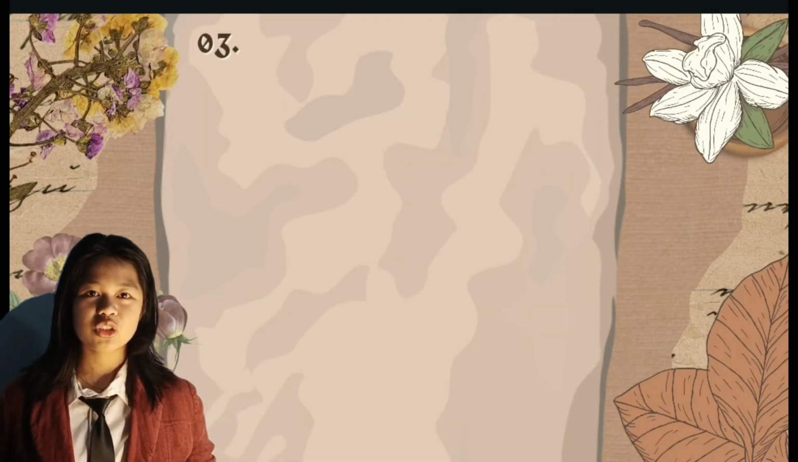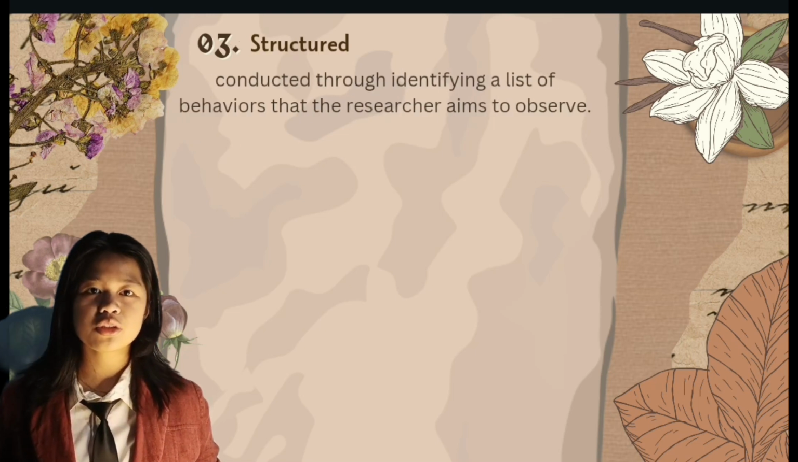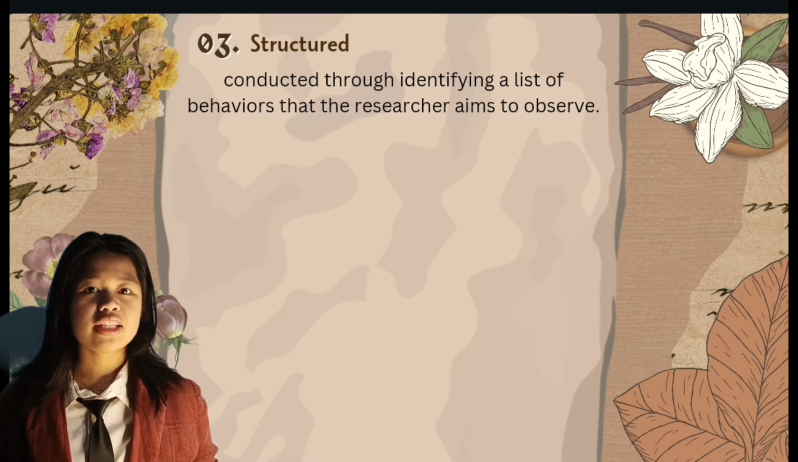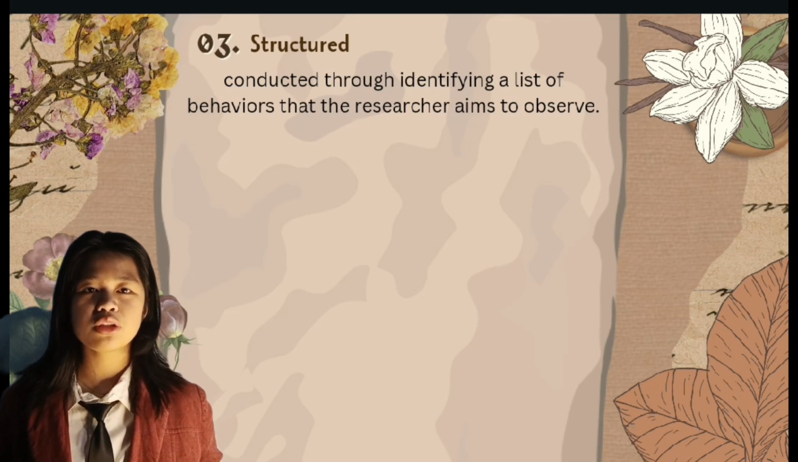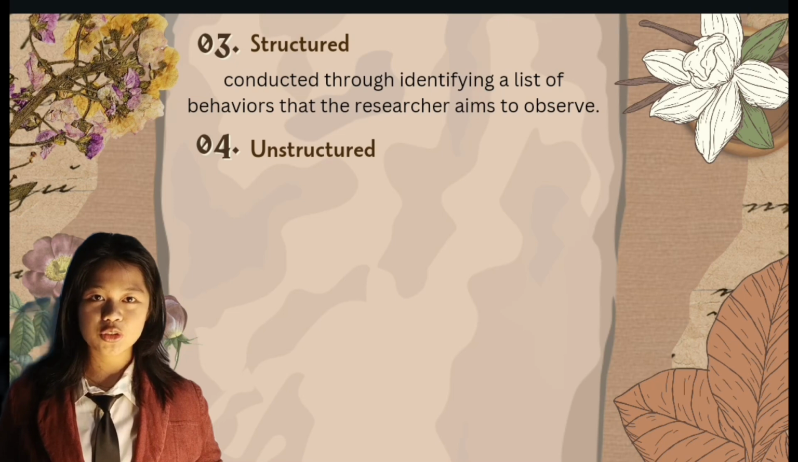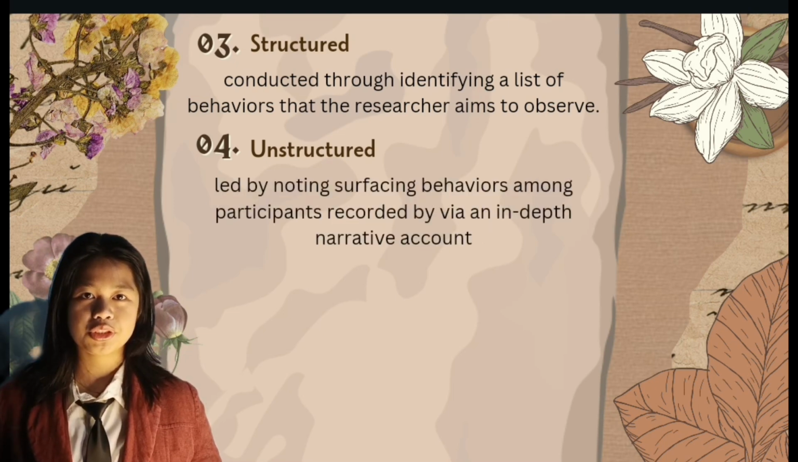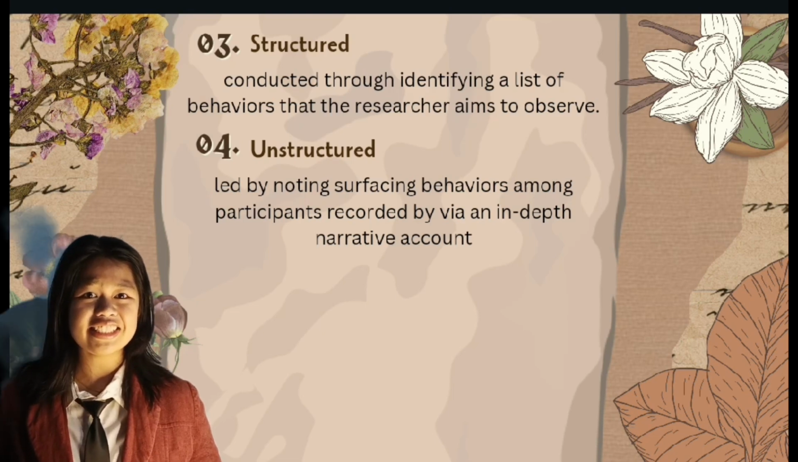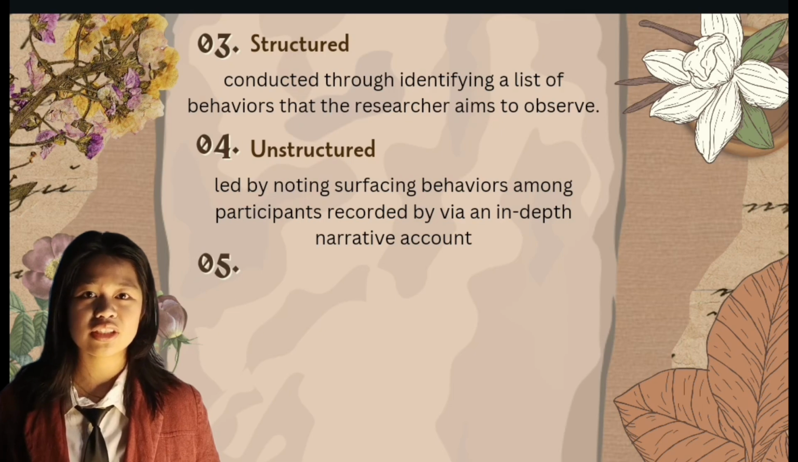Number 3. Structured. The researcher makes a list of specific behaviors they want to watch for. They focus on seeing and recording only those behaviors during the observation. Number 4. Unstructured. The complete opposite of structured. The researcher watches freely without a set list and takes detailed notes on any behaviors they notice.